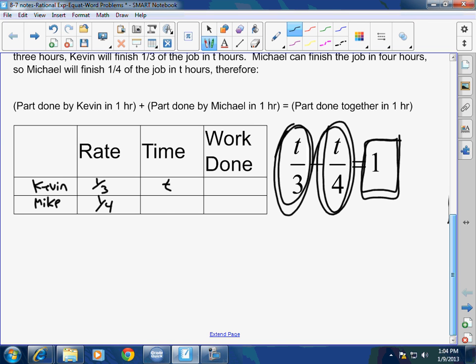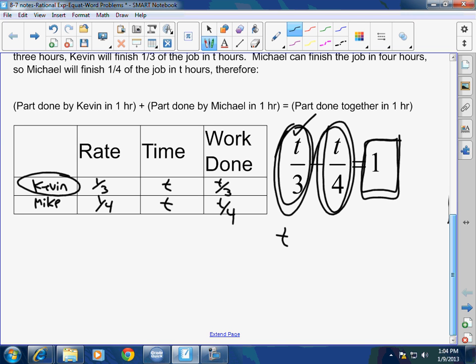So we can call time T. You with me so far? Yeah. What's the work done for Kevin? Doesn't work done equal rate times time? So T over 3, that's where I got that. What's the work done for Mike? Remember, rate times time, numerator times numerator, denominator times denominator, T over 4.